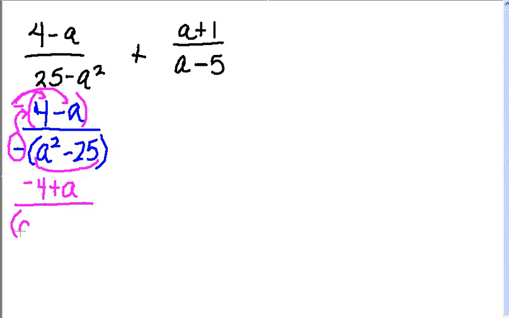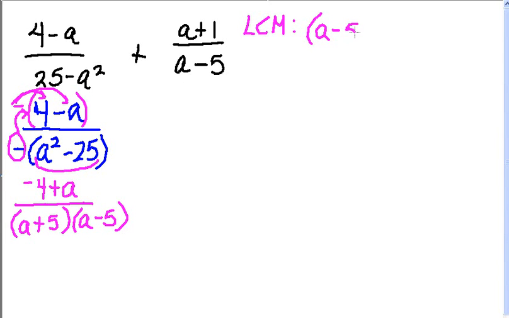And now I can factor that into a plus 5, a minus 5, using Mr. Formula. Now, let's think about what our least common multiple would be. Whenever we add and subtract rational expressions, we need a least common multiple. Here I have an a minus 5, here I have an a minus 5. So that is going to be part of my common denominator. And then the only other thing I need is an a plus 5.